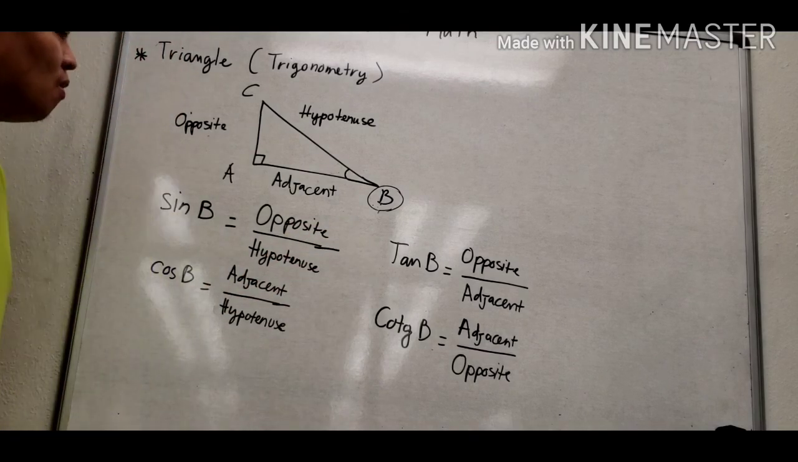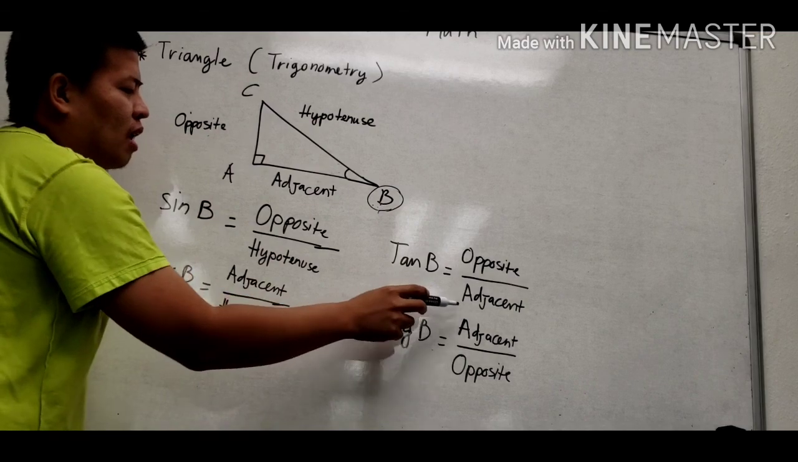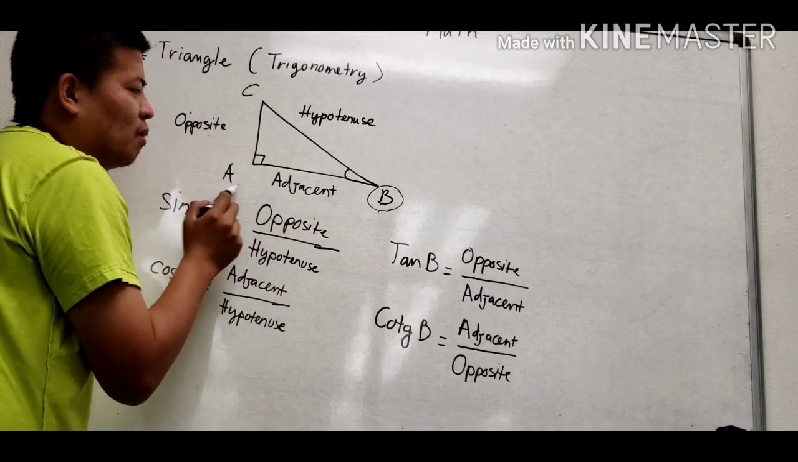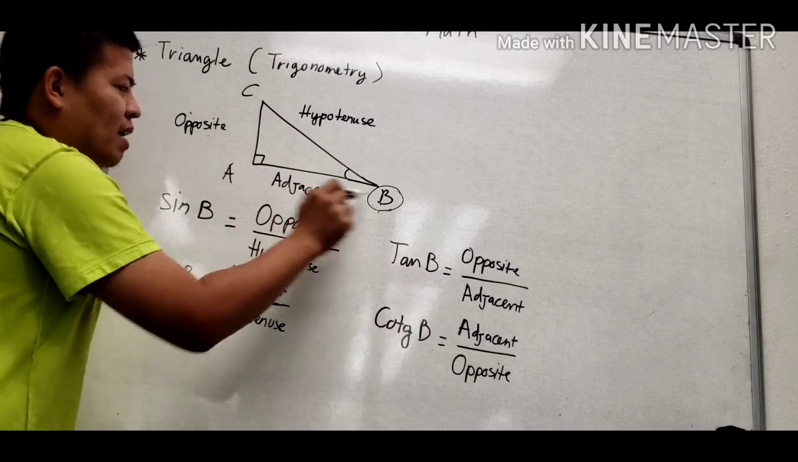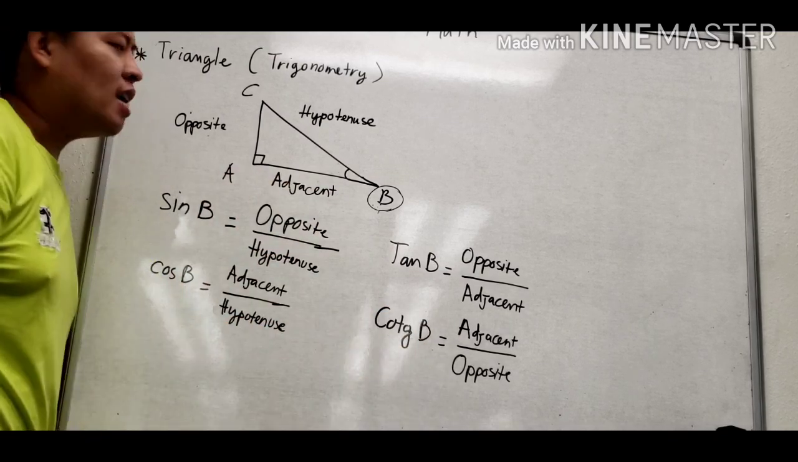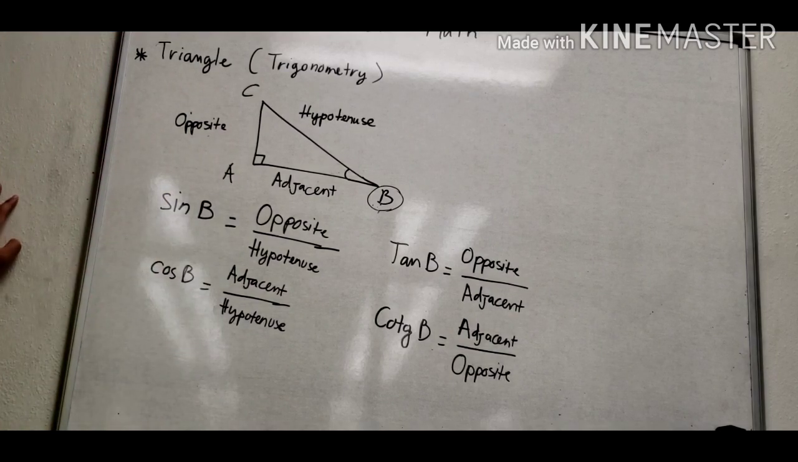Tan B is about the opposite side. It means AC divided by adjacent, which is about AB. Cotan is about adjacent divided by opposite side, that's AB divided by AC. This is the basic of the trigonometry for the right triangle.